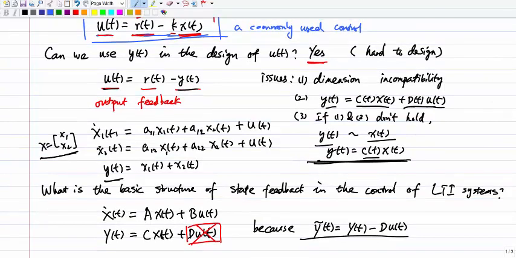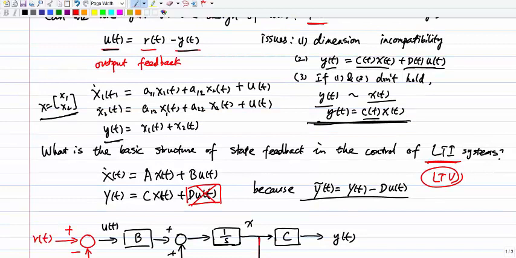Now let's take a look at the basic structure of state feedback in the control of a linear time invariant system. Here we emphasize the linear time invariant system, because it is much harder to analyze nonlinear systems. For the linear time invariant system, I have x dot t is A times xt plus B times ut, and yt is C times xt plus D times ut.